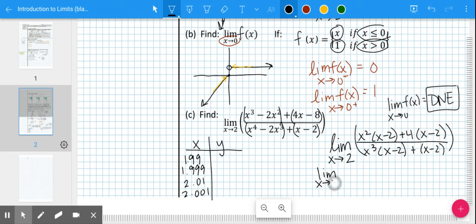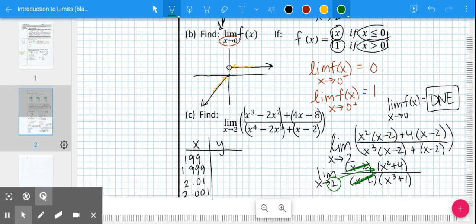To simplify, what you want to do is pull out the x minus 2 first from the top and the bottom, and then show what that leaves you. On top, it leaves you with x squared plus 4. And on the bottom, it should leave you with x cubed plus 1. You are now able to reduce this, and now that allows you to plug 2 in. Go ahead and put your answer into the Edpuzzle, either the decimal form from the table or the fraction form from the algebra.